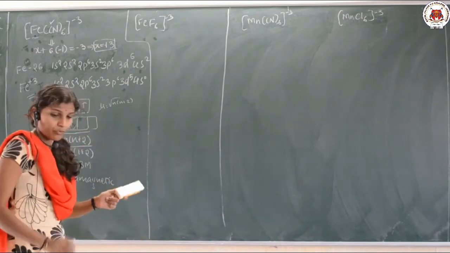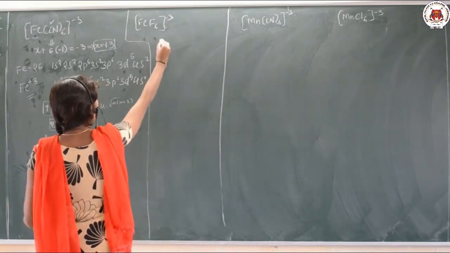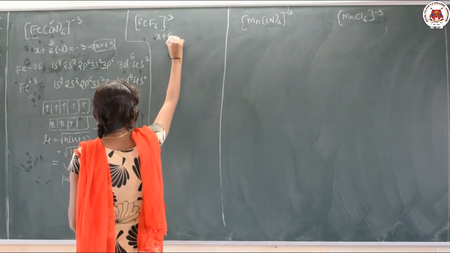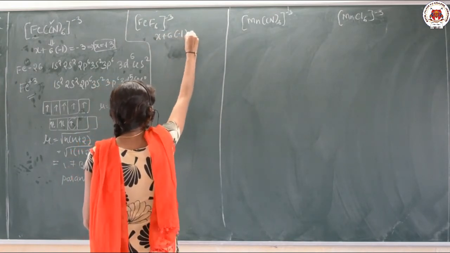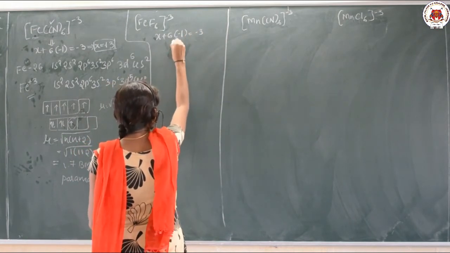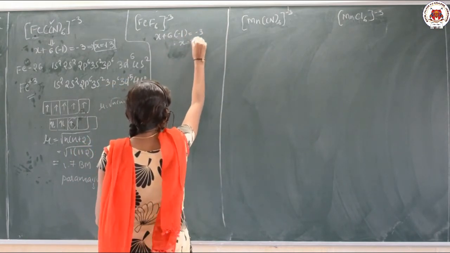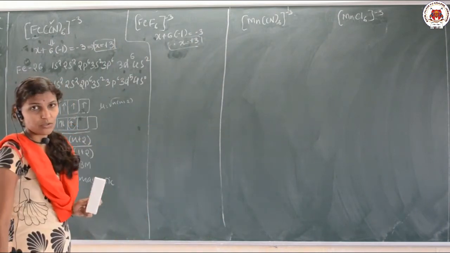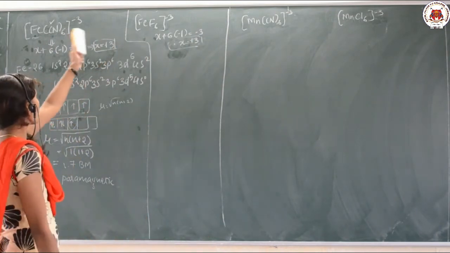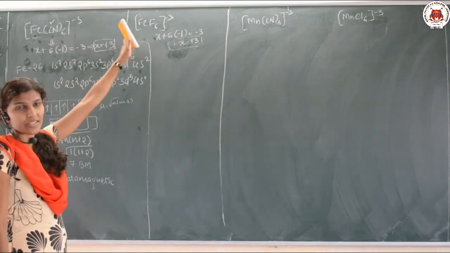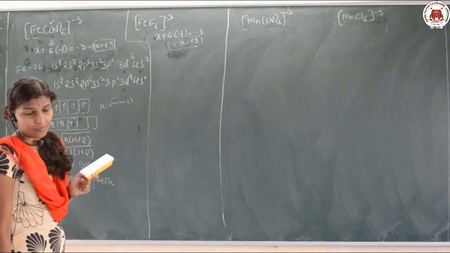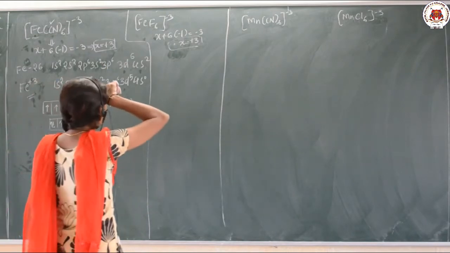Okay. So now find out the oxidation state: X plus 6 into minus 1, which is equivalent to minus 3. Therefore, X is equal to plus 3. Same here also, X is equal to plus 3, and here also X is equal to plus 3, because in both the cases 6 ligands are there. Here 6 CN are there, here 6 F are there. So no need to worry about it. Directly I will go like this.